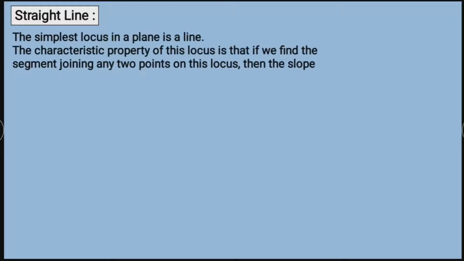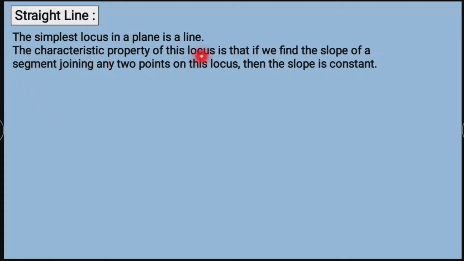Now today we start a new topic, the main topic of this chapter, straight line. See, the simplest locus in a plane is a line. So straight line is also an example of locus. So see the geometric condition for the straight line.